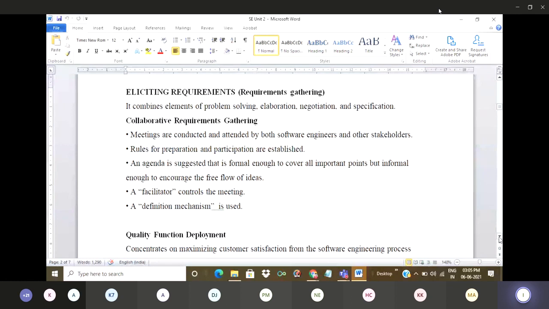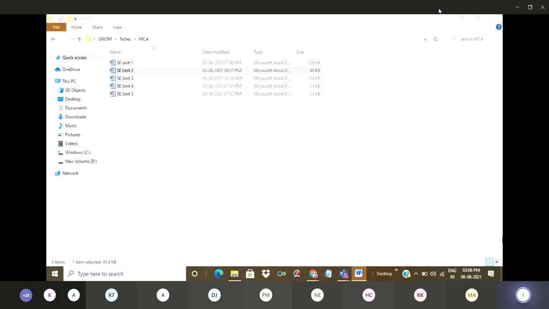If you want to do any project, the software engineer and the customer, I mean the client, have to sit together and talk about the project. So the meeting must be conducted and attended by both persons: the client and the software engineer who is going to develop the software.